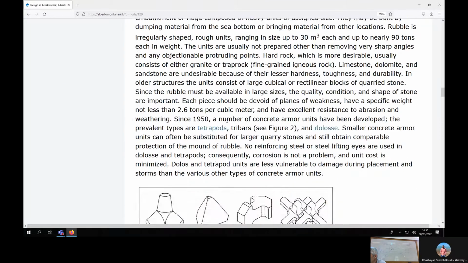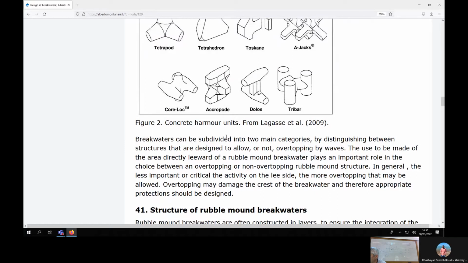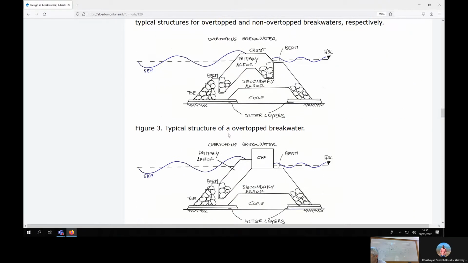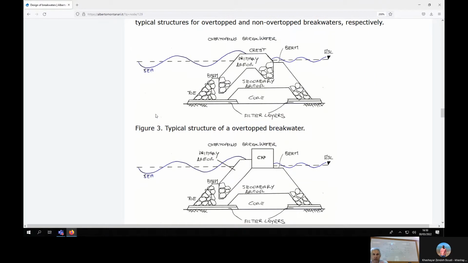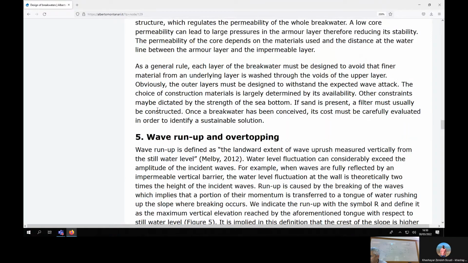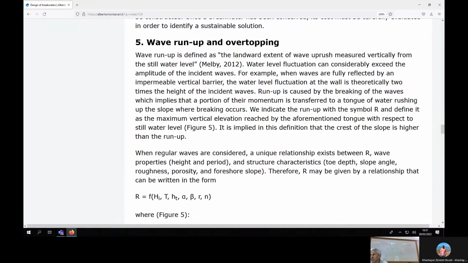And as I said, the shapes, I think that Professor Archetti already talked about it. And I think that you also studied how the structure of a breakwater is built, with a core, with a secondary armor, a primary armor. So usually I don't ask anything related to that. What we can discuss is run-up and overtopping.